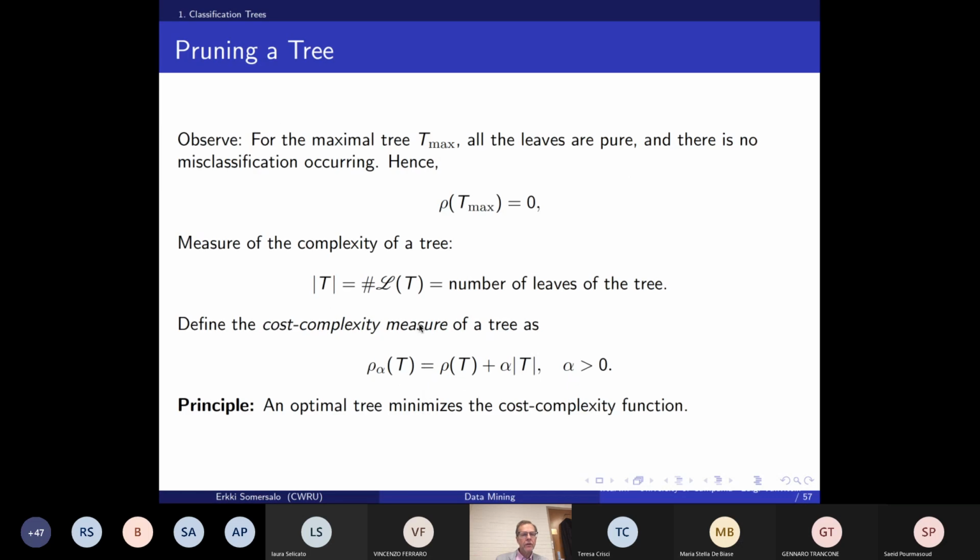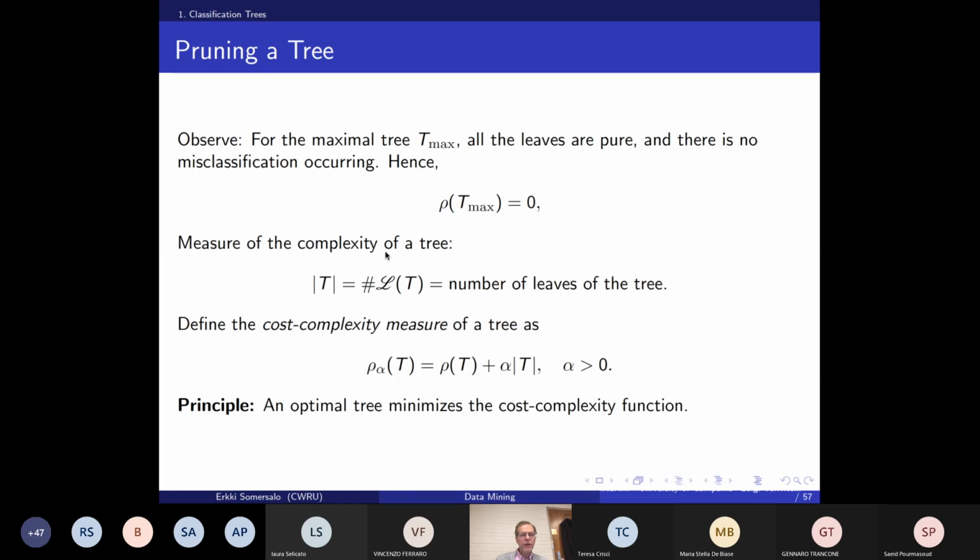Now we come to the question of complexity. As I said, if you have the maximal tree, all leaves are pure, because that's by the definition of the maximal tree. You continue splitting until your leaves are pure, so there's no misclassification at all in your maximal tree, and therefore the total misclassification rate is 0. So your maximal tree is doing a perfect job with the training data. Okay, so that's only with the training data.